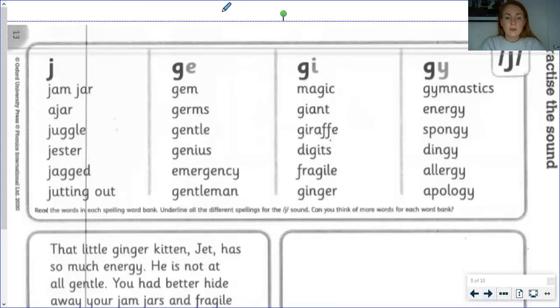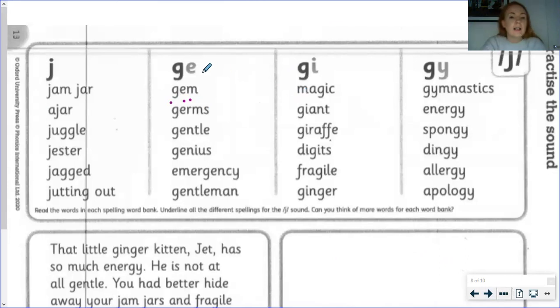Okay, and then for your worksheet, like always, I want you to do the sound button. So it can come at the front of the J sound, but as you can see here, sometimes it does come in the middle like magic, or energy. Okay, and then I would like you to draw your picture and obviously find all the J sounds in that text.